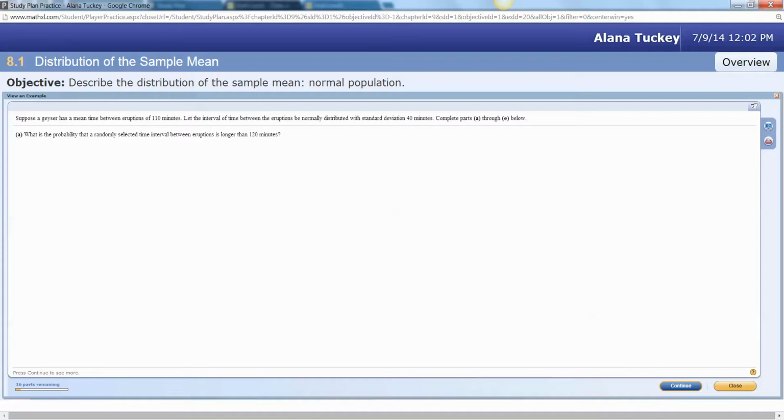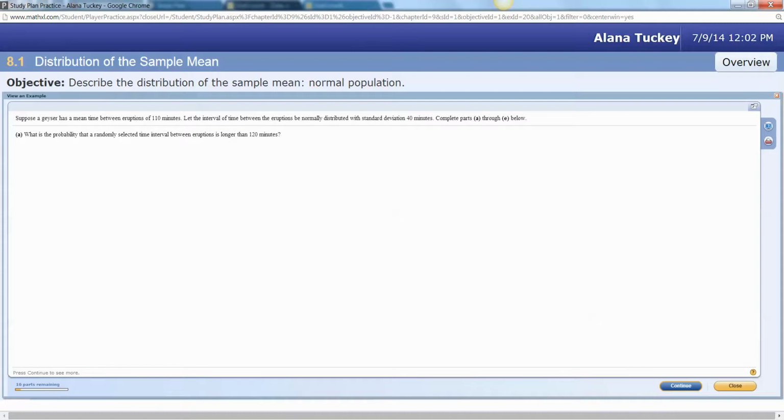Okay, so before I even get started, I noticed here that it says the interval of time between eruptions is normally distributed with a standard deviation of 40. That means that it's normally distributed flat out. So n, your sample size, could be 1, could be 2, could be 3, could be 4, could be 37. It doesn't matter. It's going to be normally distributed no matter what.